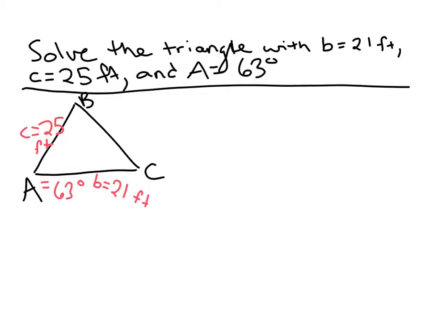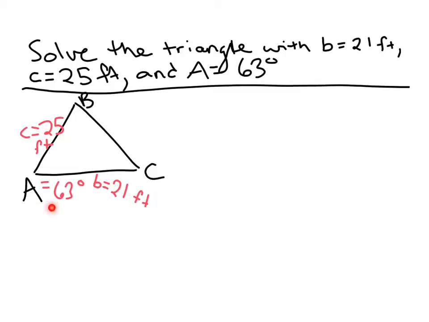So the first thing is to decide whether to use law of sines or law of cosines. Law of sines is preferable when you can use it because the equation's just simpler. I mean, C over sine of C equals A over sine of A, and so on. However, you can only use law of sines when you have a complete set. So when I know side C and angle C, or side B and angle B, and you get the idea.